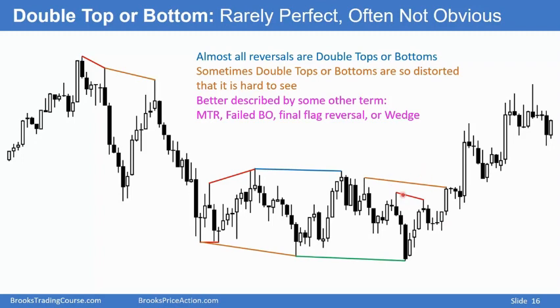Small double top here, and it became the neckline of a head and shoulders bottom. Left shoulder, head, right shoulder. The double top bear flag failed. It started to go down, but immediately reversed up. Just like this double top failed. It started to go down, but broke to the upside.